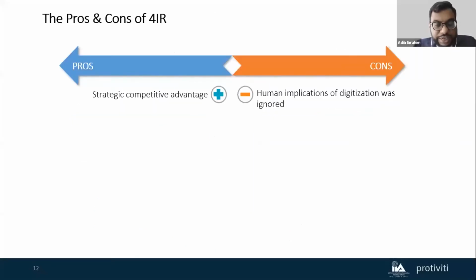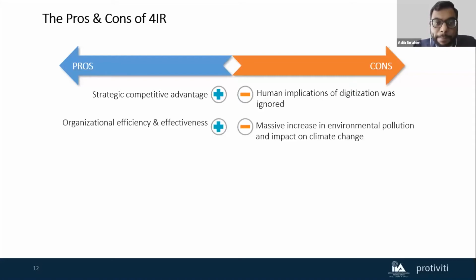But the speed with which we have developed in the last 20, 30 years has also not been without its own share of pitfalls. So while it has given enterprises and nations strategic competitive advantages, in some cases, the human implications were ignored. The human implications of digitization were ignored. Efficiency and effectiveness were the key aspects that organizations used to focus on. But what that has done is an increase in pollution levels at hitherto unforeseen levels. And the significant impact on climate change has become a very, very real problem today.